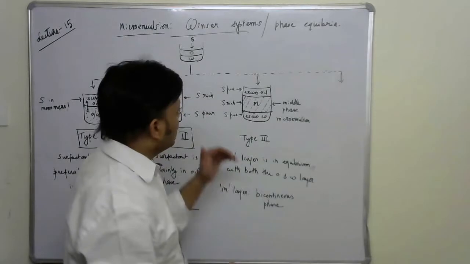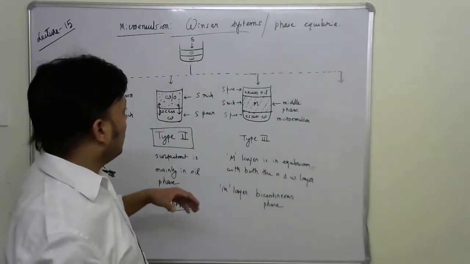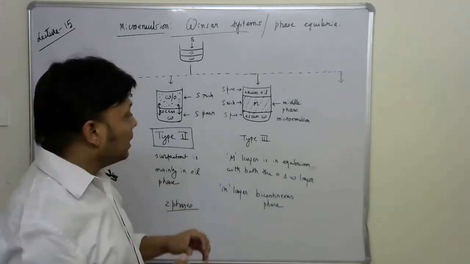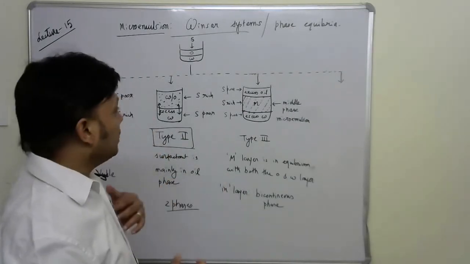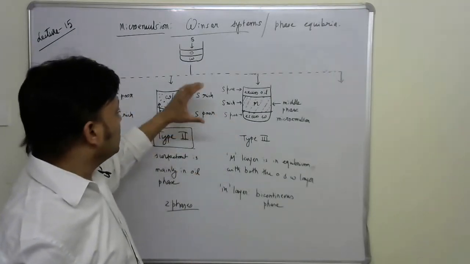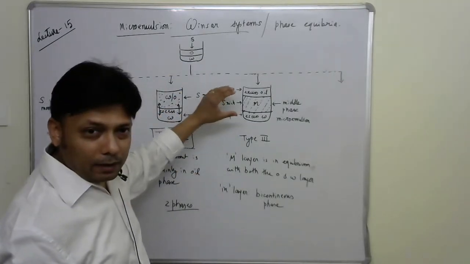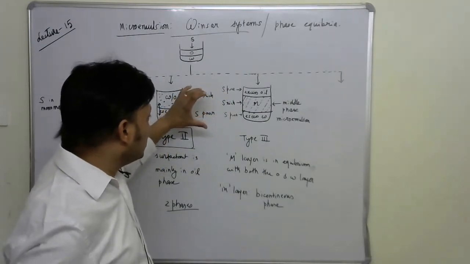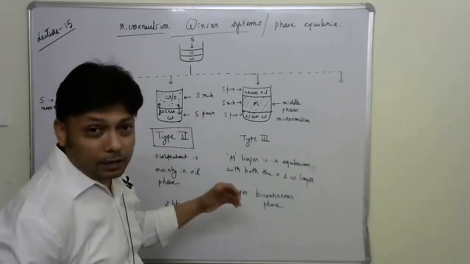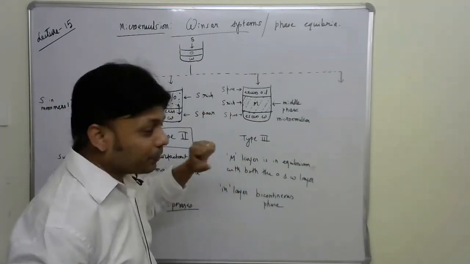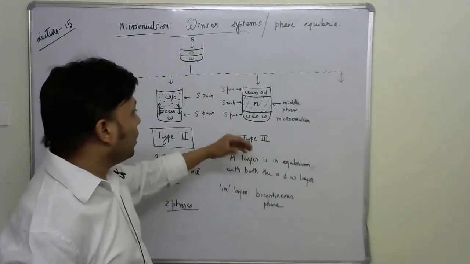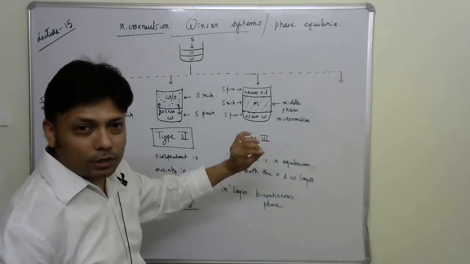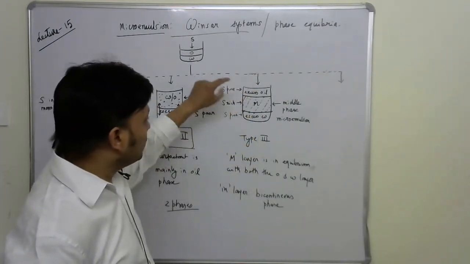So in the third type, depending on the nature of the surfactant or the conditions, a situation arises when there will be a surfactant-poor oil layer existing as the top layer, and a surfactant-poor water layer existing as the bottommost layer, and in the middle there will be a special phase, and that phase is called the middle phase microemulsion.